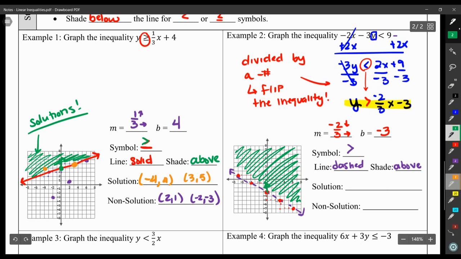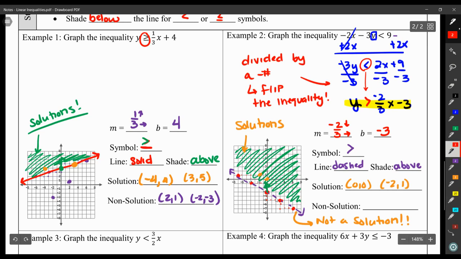Now find some points that are our solution. So that could be anything in the shade. So 0, 0, for example, is a good solution. -2, 1 is a good solution. Anything in the shade will work as solutions. Now, the key here is anything on the line is not a solution because it is a dashed line and not a solid line. So for example, this border point here at -4, -1 is not a solution. Also, this point over here at -6, -4 is also not a solution because it's out of the shade.